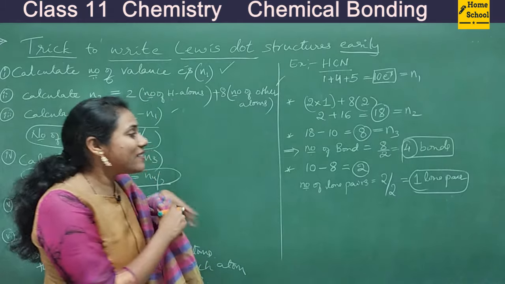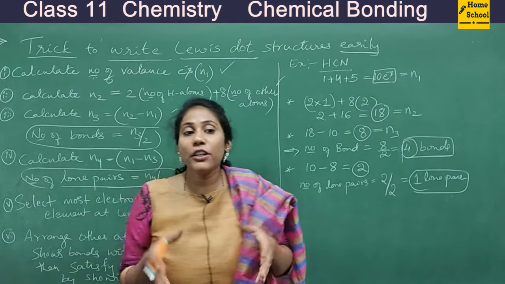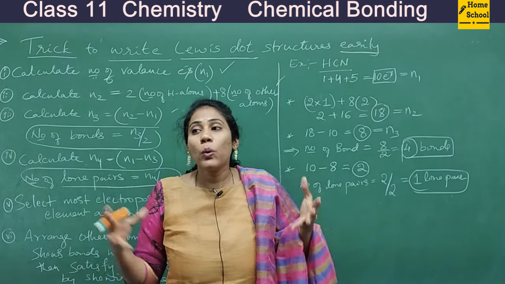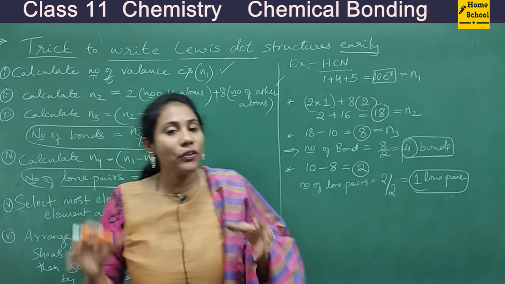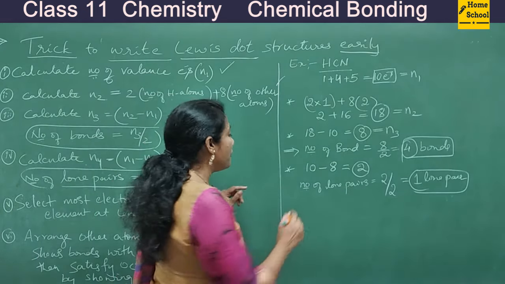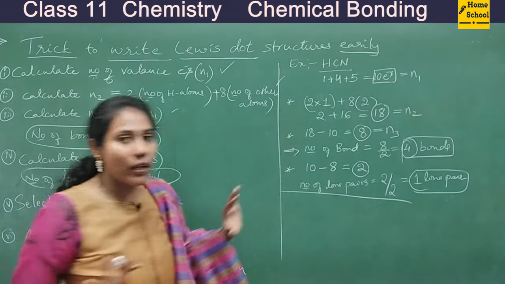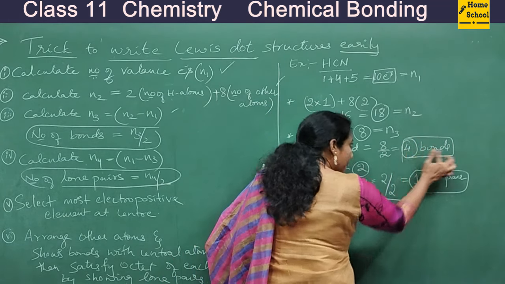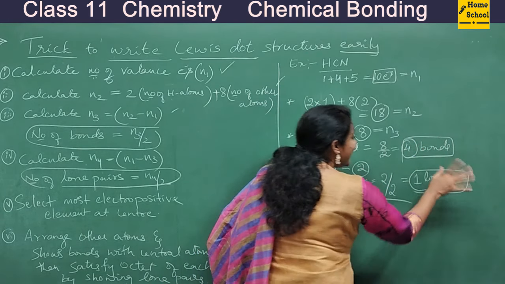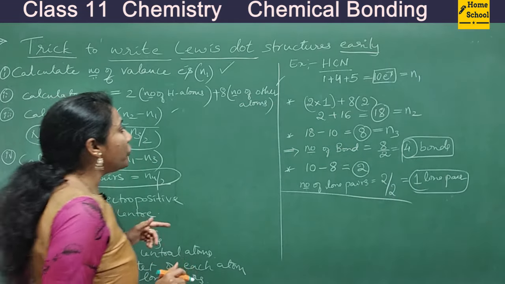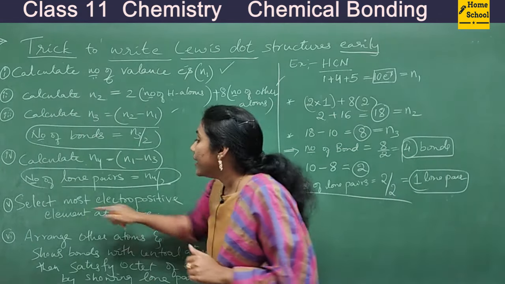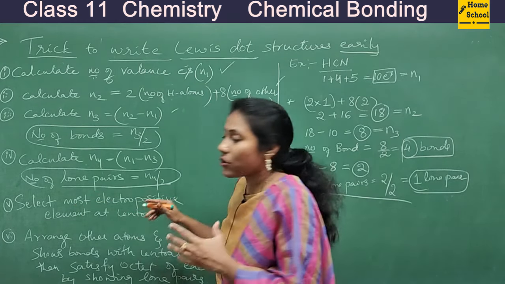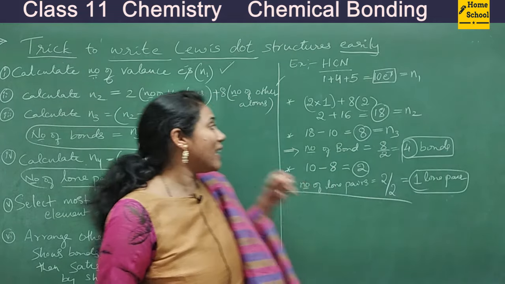Otherwise it becomes messy. If you don't follow this trick, it looks very complicated and very messy to write the structures for complicated molecules. Okay, fine. Now we are actually drawing the dot structure with this idea. So our idea is to find number of bonds and number of lone pairs. Now select the most electropositive element and write it at the center.